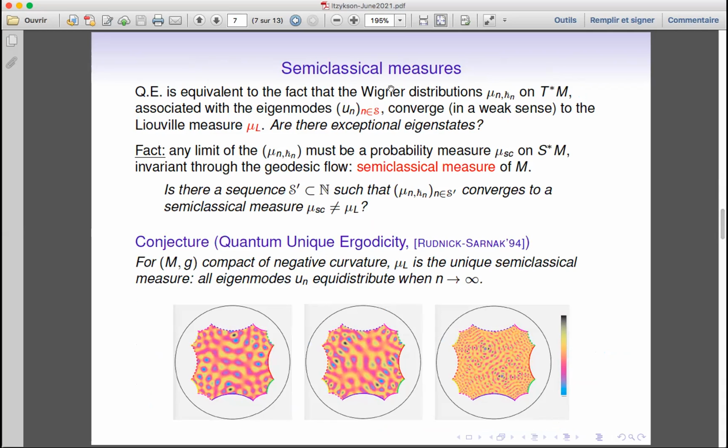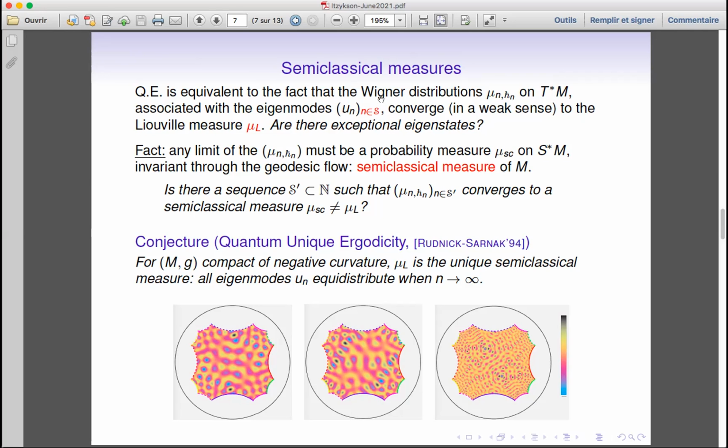Another way to view it is to look at the Wigner distributions associated with the eigenstates. Wigner distributions, or Wigner functions, are functions in phase space which you construct from eigenstates. And one way to express quantum ergodicity is to say that these Wigner distributions converge in a weak sense, in a distribution sense or in a measure sense, to the Liouville measure, this natural invariant measure. So far, this is the case if I take this density 1 subsequence.